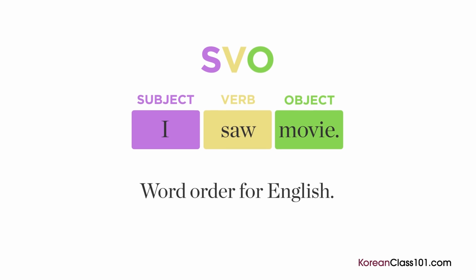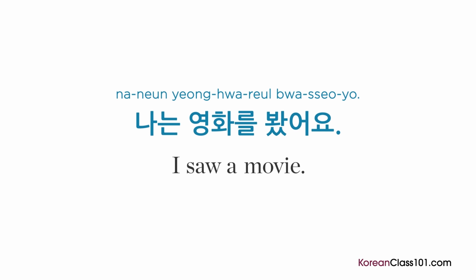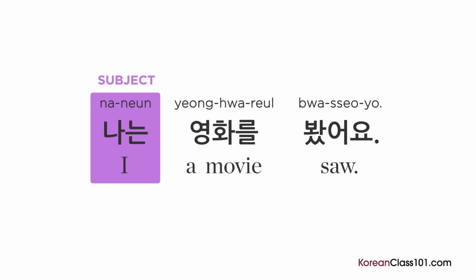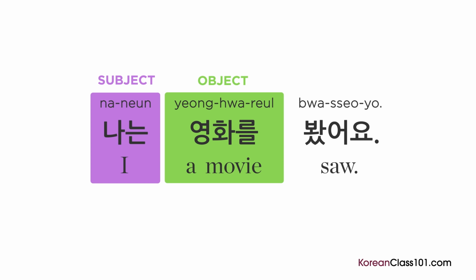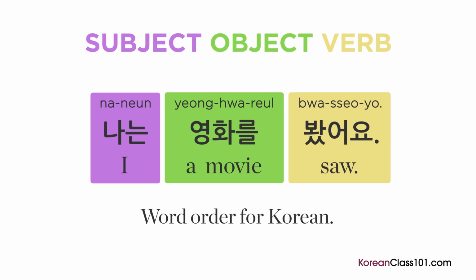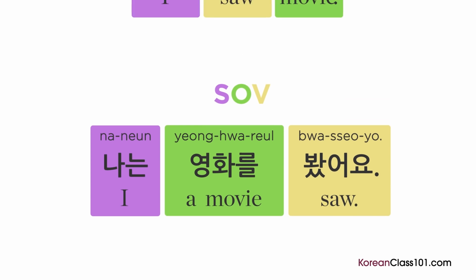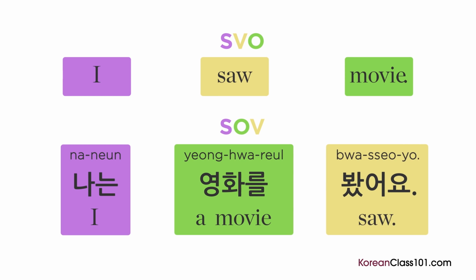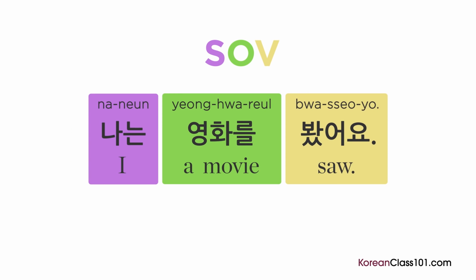Now, let's compare the same sentence, I saw a movie, in Korean. 나는 영화를 봤어요. If we break down the Korean sentence, we get the subject 나, meaning I, then comes the object 영화, meaning movie, and finally we have the verb 봤어요, meaning saw. The word order for Korean then is subject, object, verb, or SOV for short. In both languages, the subject is presented first. In English, though, it's followed by the verb and then the object, compared to the object being first and the verb last in Korean. The same sentence in Korean is essentially I movie saw, subject first, then object and verb last, SOV. This is the basic word order for sentences in Korean. Okay, let's move on to the next section.